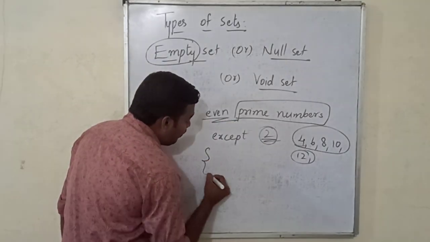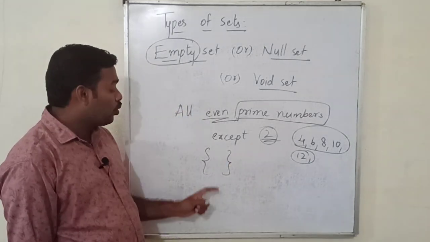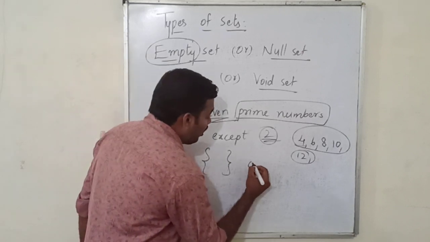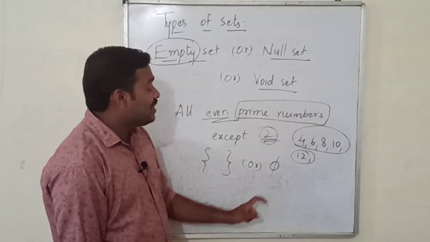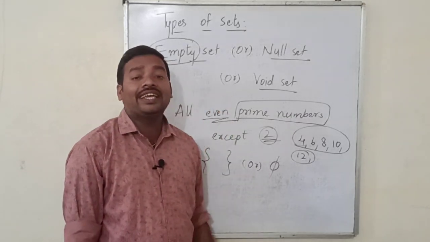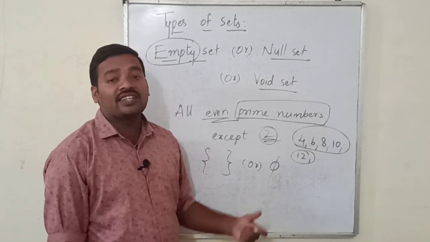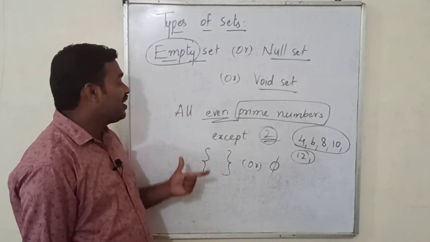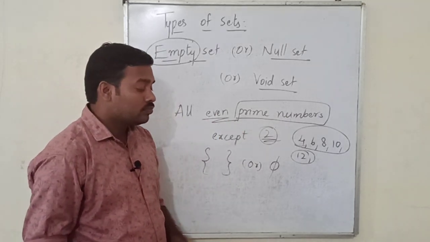So we mention that as simply flower braces without any element, or the Greek letter phi. This is null set or empty set. If a set doesn't have any element, then that set is known as empty set. For example, all even prime numbers except 2.